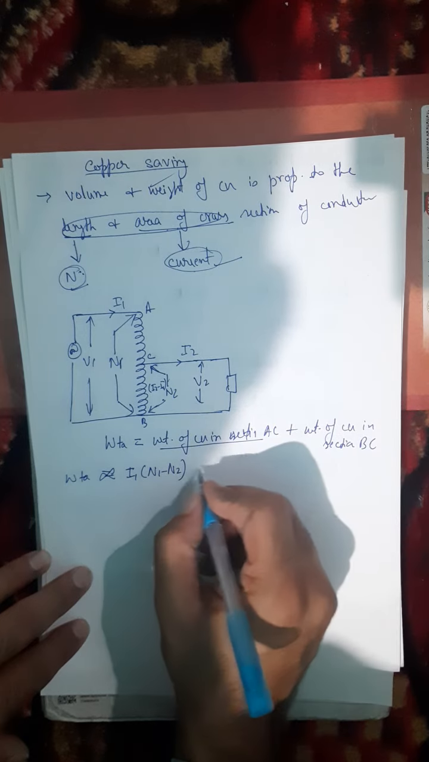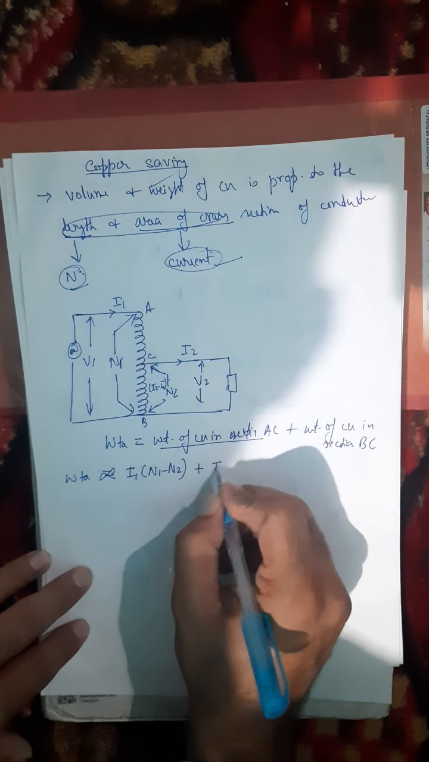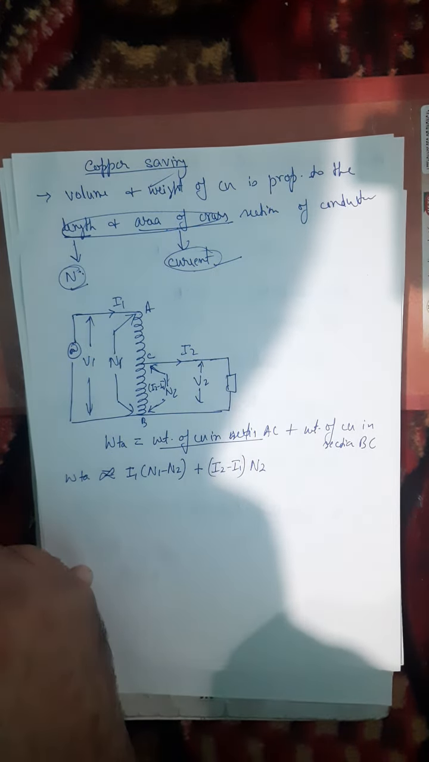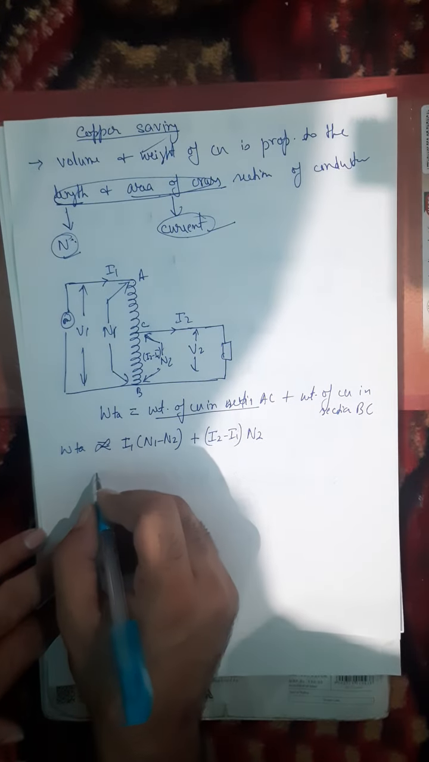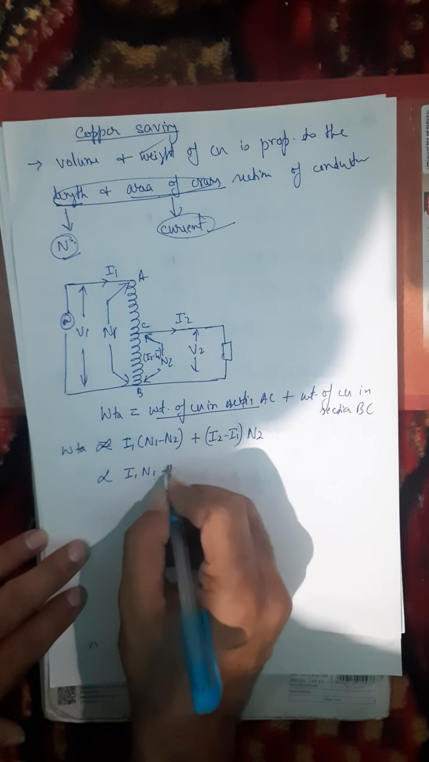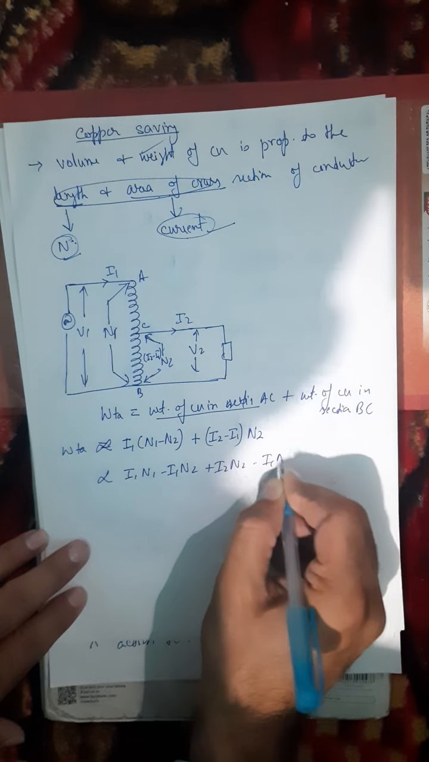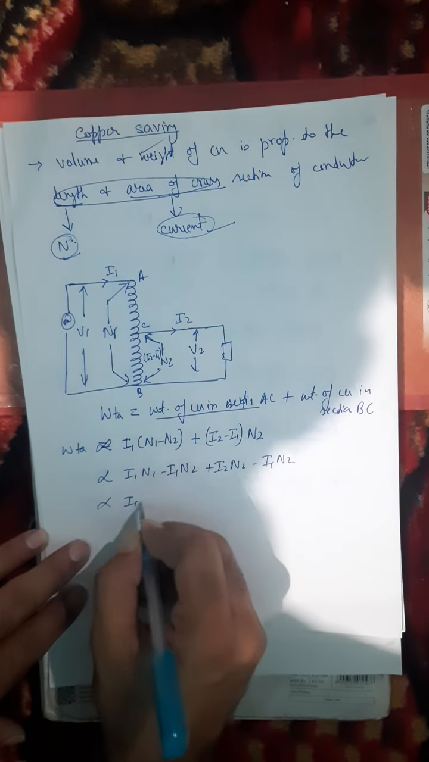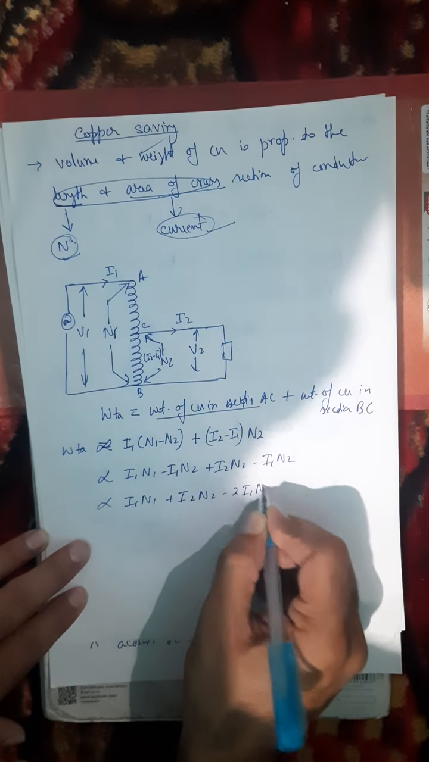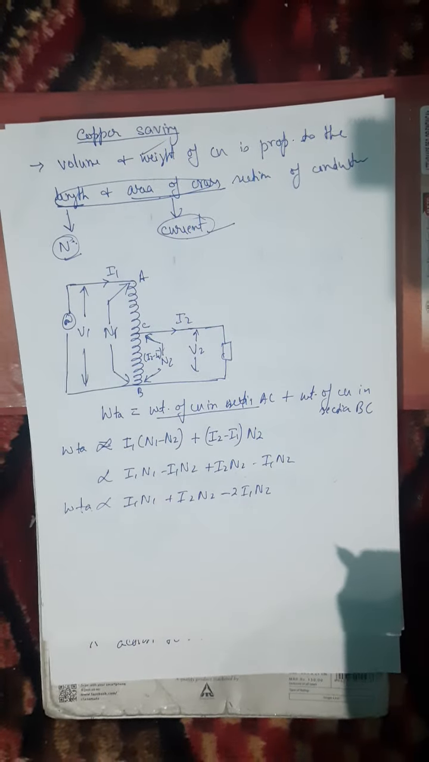Now the weight of the copper in the section BC is proportional to I2 minus I1 into N2. So solving this further, I will say that the weight of the auto transformer is proportional to I1 N1 minus I1 N2 plus I2 N2 minus I1 N2, or I can say it is I1 N1 plus I2 N2 minus twice I1 N2. Okay, I am saying that the weight of the auto transformer is proportional to this equation.